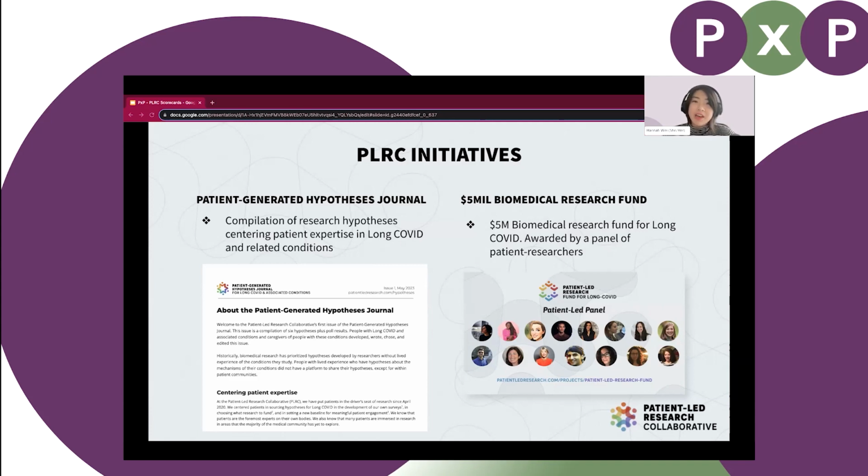We also have been running a $5 million biomedical research fund. This is a big, innovative project for our team because we have a completely patient-driven panel. So everybody who manages the fund and awards research teams are patients themselves with scientific backgrounds. That's been a huge undertaking for us.